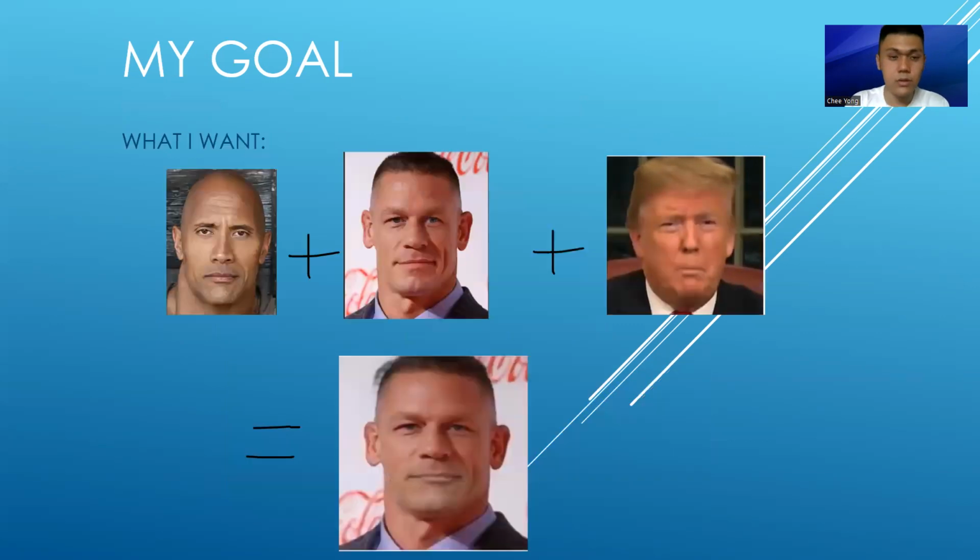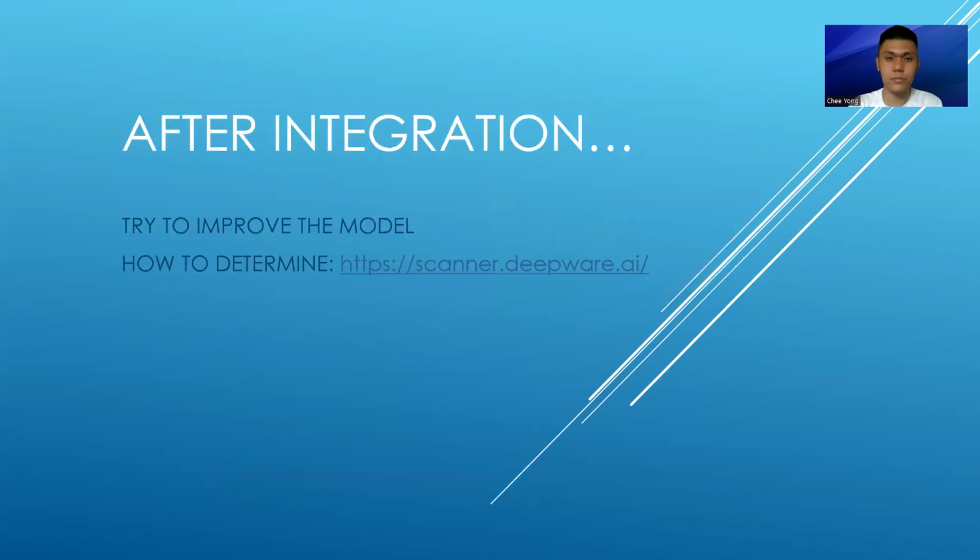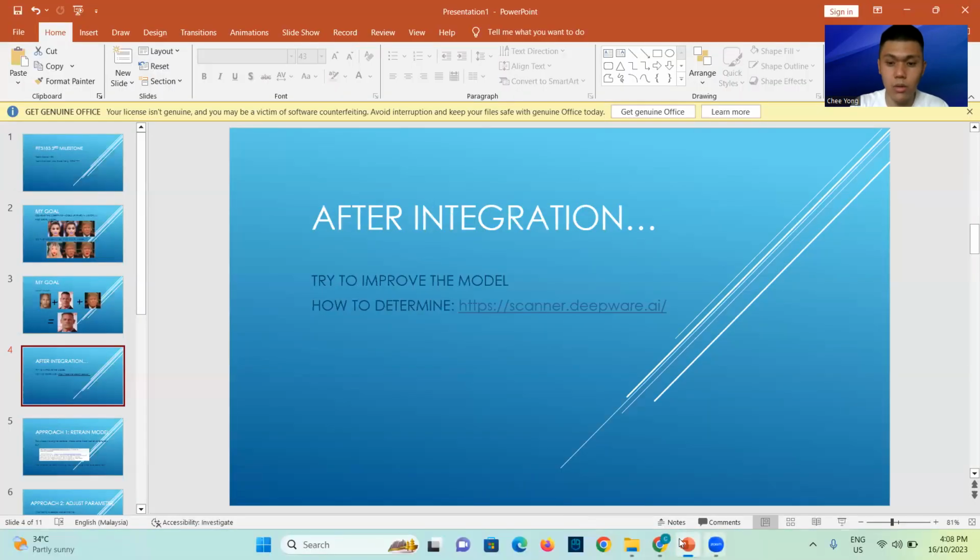So as I mentioned, I want to combine both of them together. For example, given the Rock's image, a John Cena image, and a Trump speaking video, I want to generate a final deepfake video in which John Cena mimics Trump speaking, but John Cena's lips are replaced by the Rock's lips. All right, so let's go to my demo.